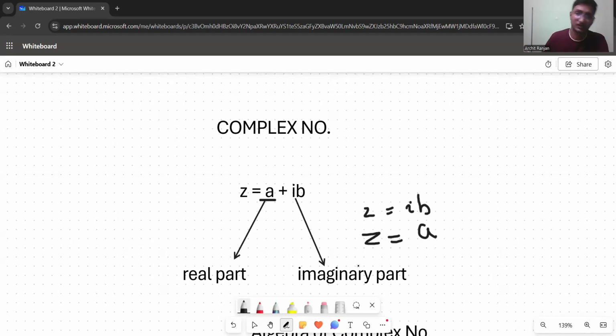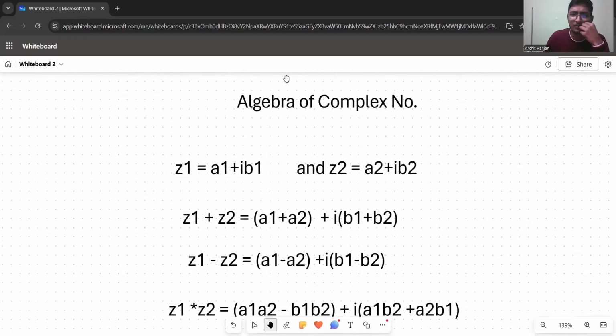Okay, so now since we have seen what is a complex number and what is an imaginary number, I would like to get going with the algebra of complex numbers. What is the algebra of complex numbers? Basically, the addition, subtraction, and multiplication of complex numbers. Very simple.